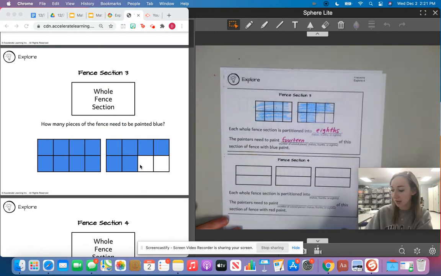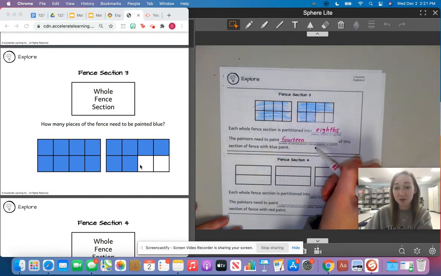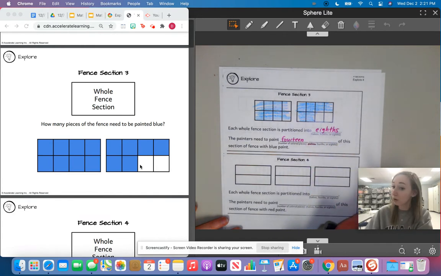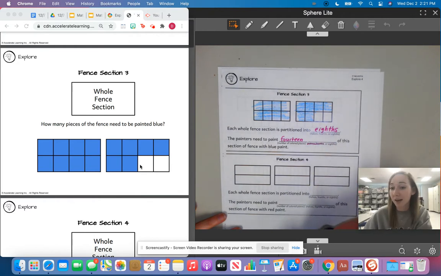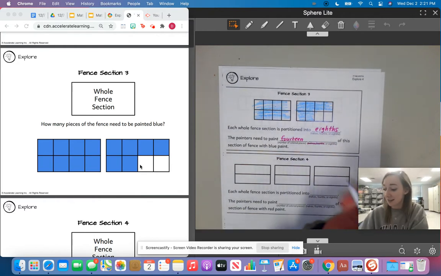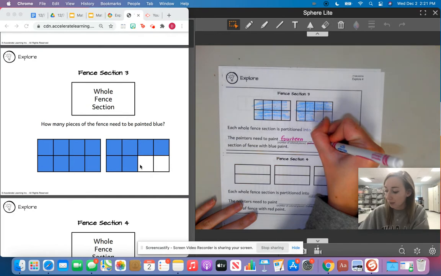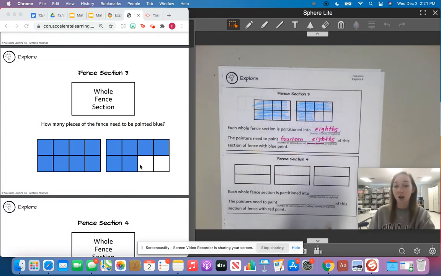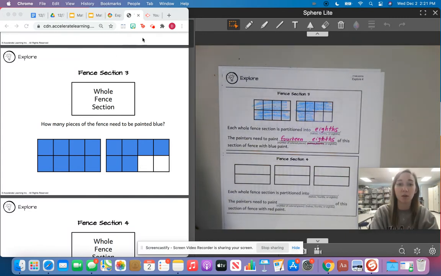Wow, 14. And are we talking about halves right here? No, not talking about halves. Are we talking about fourths? No, we're not talking about fourths. Are we talking about eighths? Yes, we are talking about eighths. So I'm going to write 14 eighths of this section of fence are going to be painted blue.